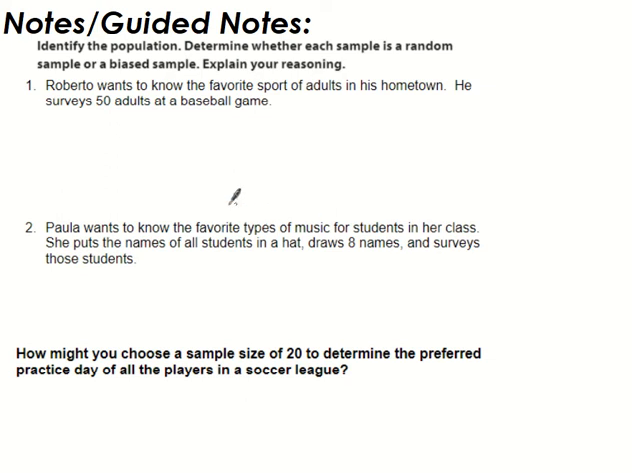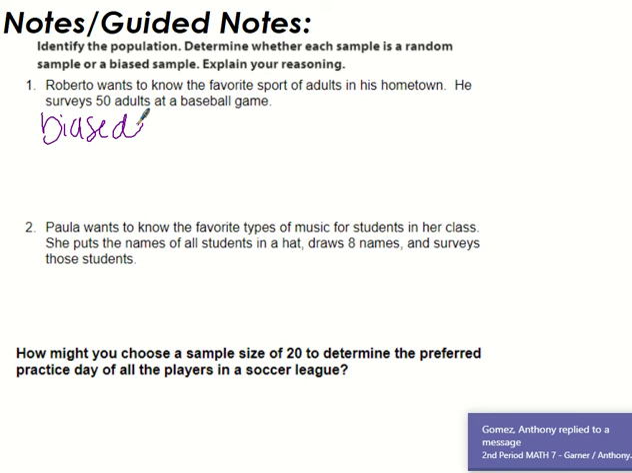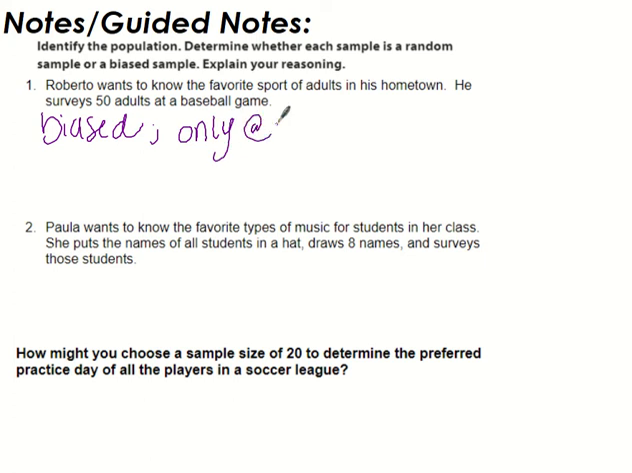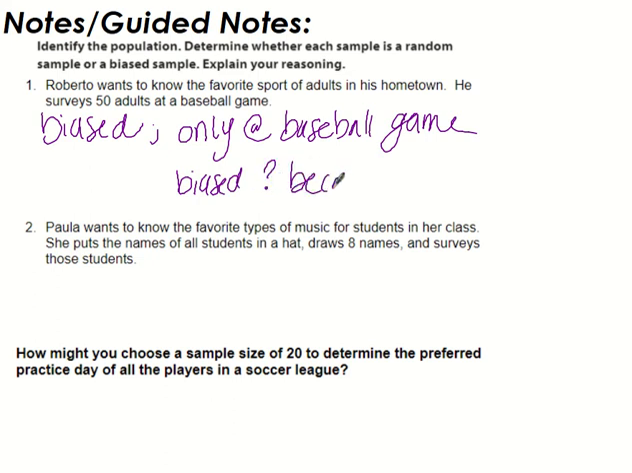Okay. Hopefully you said this was biased. And that's because he's at a baseball game. And most people who are at baseball games, their favorite sport is probably going to be baseball. But also, it's biased, kind of like a question, because they're at baseball. So it's almost forcing them to think of baseball, right? They're already at a baseball game. They're thinking about that. So they're going to lean more toward baseball. So it's only at a baseball game, right? If you weren't at the baseball game that day, it doesn't work. But also, it's kind of like a biased question, because they might be thinking of baseball.